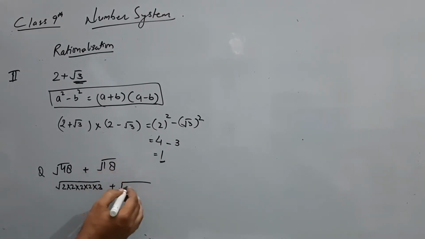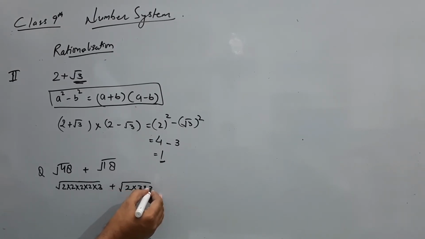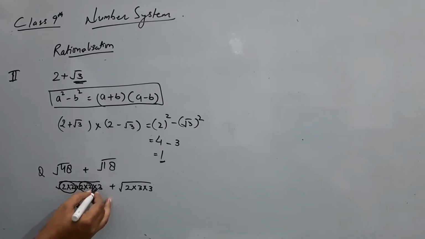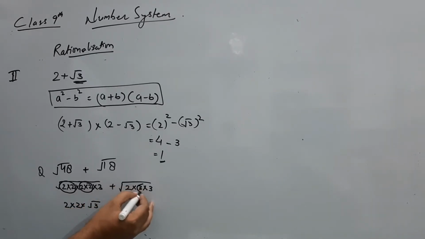So the prime factors of 18 will be 2 into 3 is 6, into 3 is 18. So what are the pairs here? These are the two pairs. So 2 will come out and this 2 will come out, but 3 cannot come out, so it will remain as it is. Here this 3 will come out and this will remain as it is. I hope it is clear.